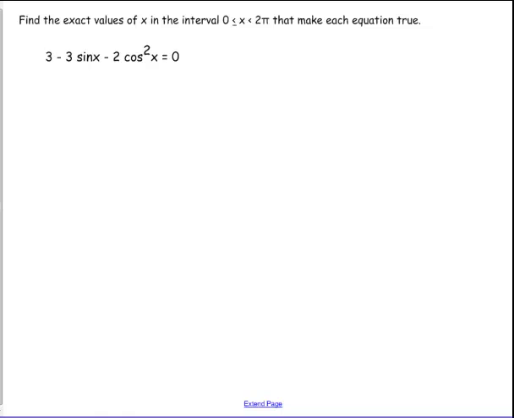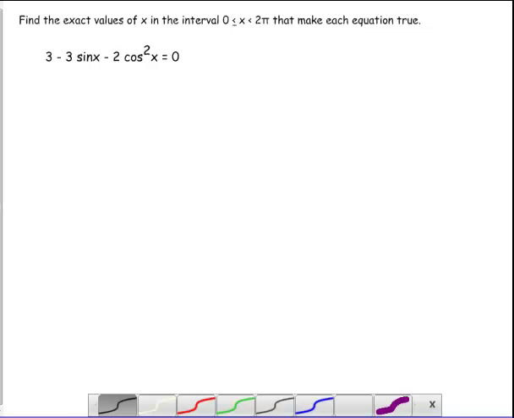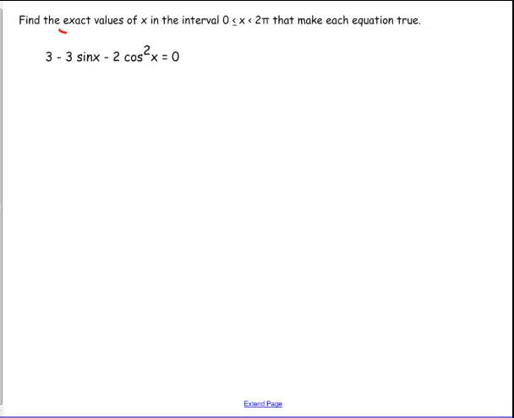All right, let's try one more. Notice when we read the directions that we've got something a little different here. We've got the word exact, which means there is no rounding involved. And we have radians, 0 to 2 pi. All right, so let's go to it. When I look at this, we have a 3, we have a sine, and we have a cosine.